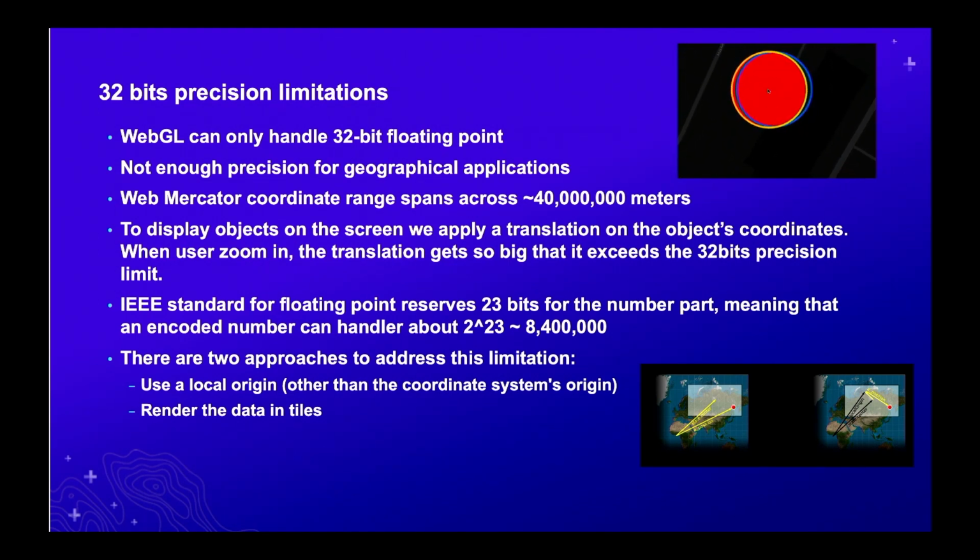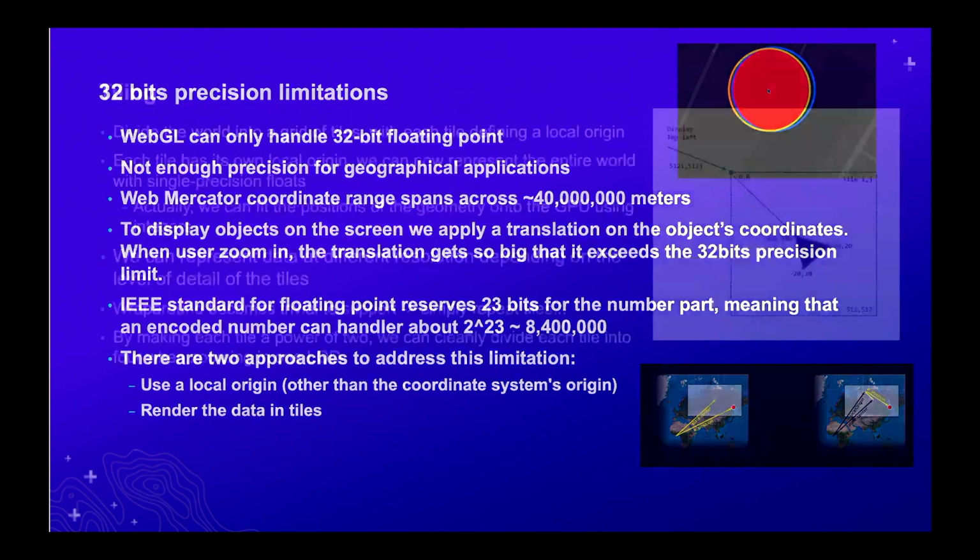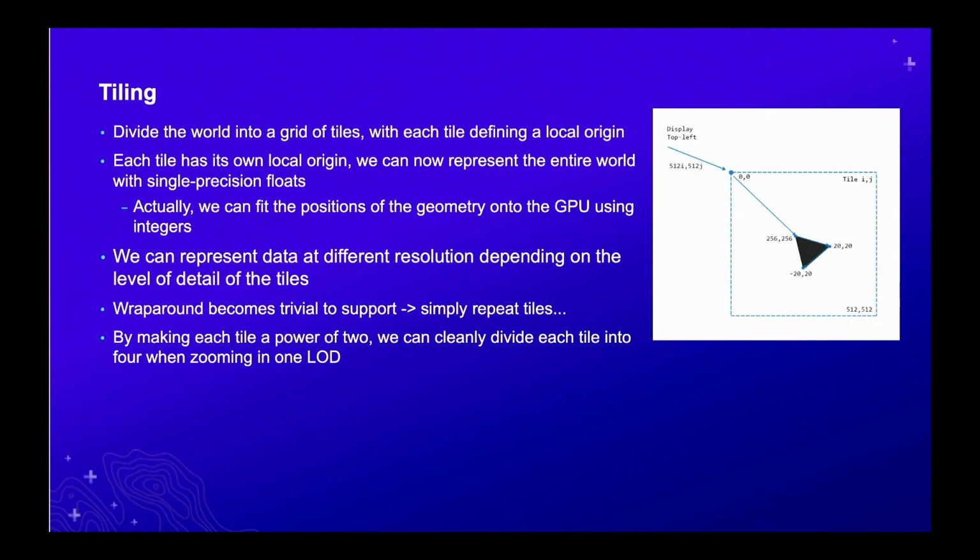So how do we mitigate that? There are really two primary ways of doing it. One is to use a local origin, meaning shifting the coordinate system origin to a place near the data, and then use relative coordinates. The other approach that we've taken is to use tiles. In a way, it's sort of the same thing because each tile has its own local origin. And this is how we end up rendering the data. Tiles give us way more advantages than just using the local regions. First of all, let's start with the precision problem.